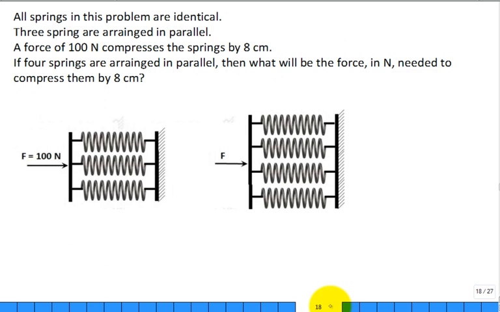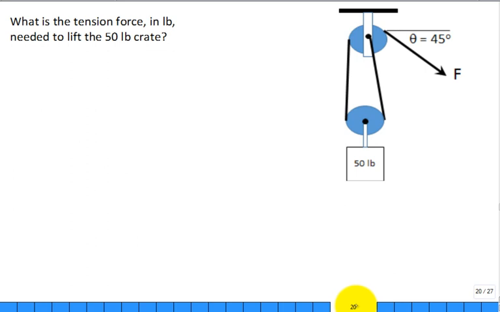But you need to be able to solve. And guess what? You can compare systems with 3 springs. Is this parallel or series? With systems of 4 springs, is it parallel or series? I can't remember. Let's do this last one. All right, numerically, what is the tension force in pounds needed to lift a 50-pound crate?